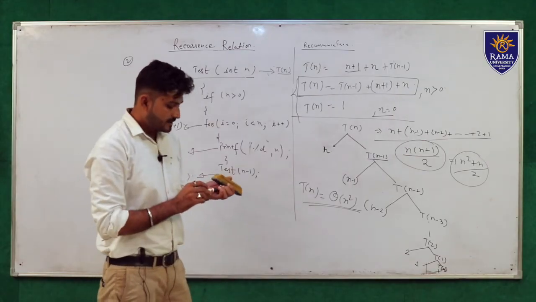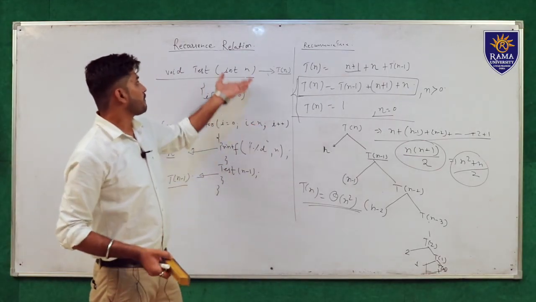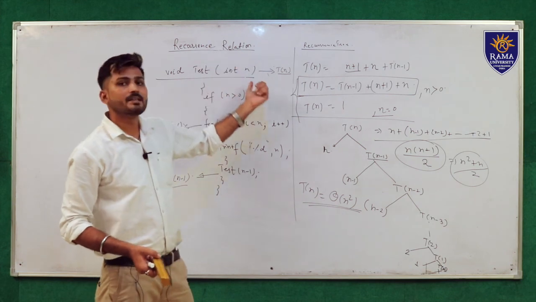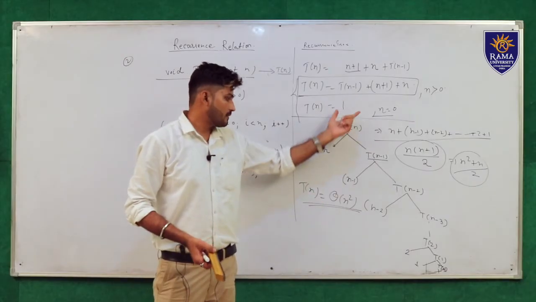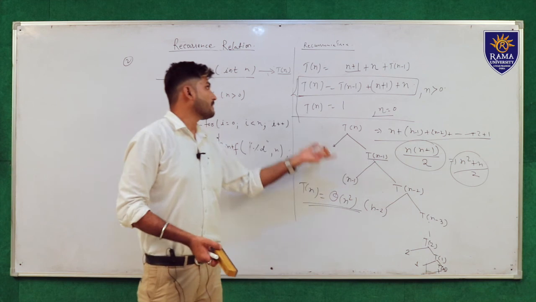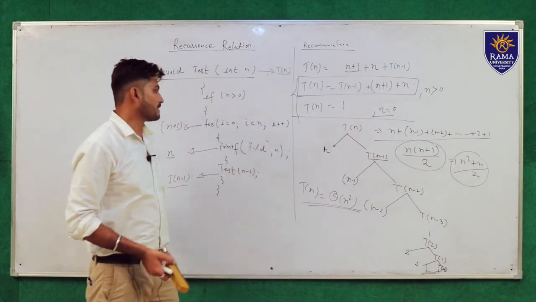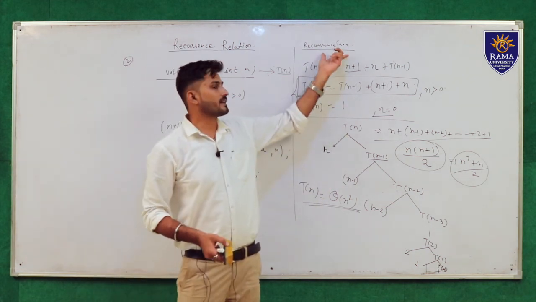So here we can see two examples of recurrence relations, one for the linear equation and another for the quadratic equation. One method we used in the previous example, the substitution method. Here we use the recurrence tree method.